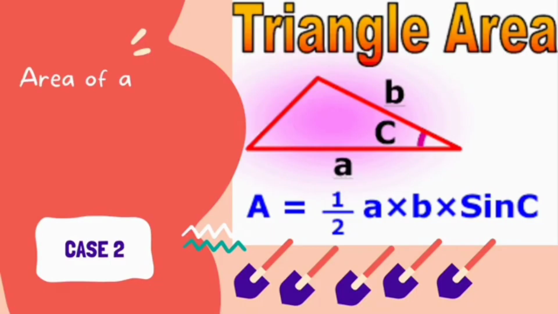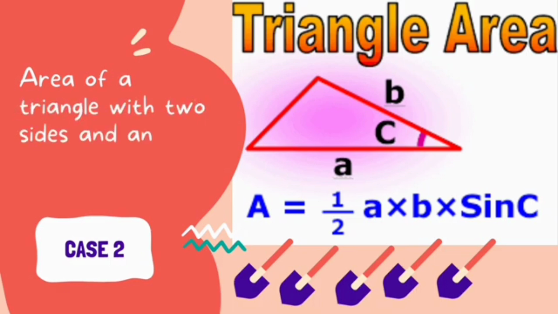Next, let's see the formula for the area of a triangle with two sides and the included angle given. In this case, the area of the triangle is half AB sine C, where C is the included angle between the two given sides.